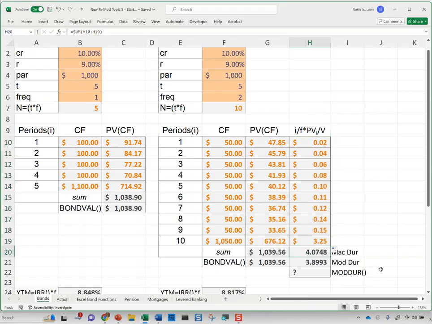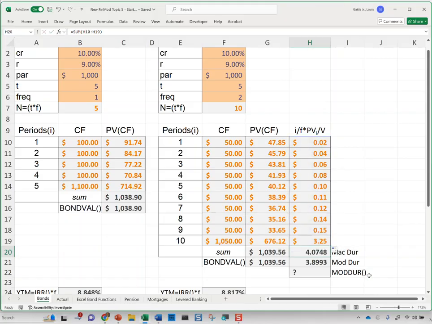And what you see here is that the sum is going to be the weighted average. You're weighting each period by the fraction of the value received in that period. So we say this bond, this 5-year, 2 payment per year bond, has a Macaulay duration of 4.07 years.